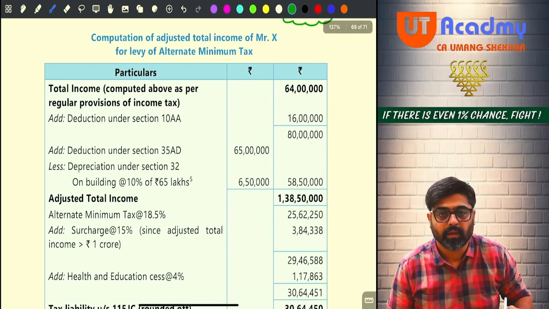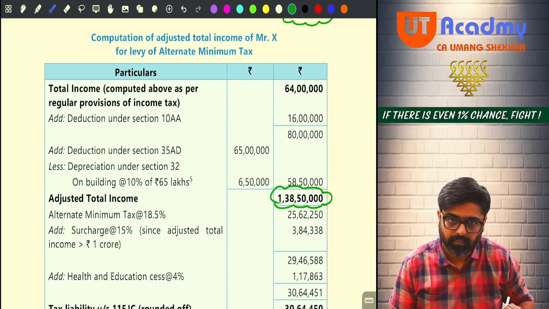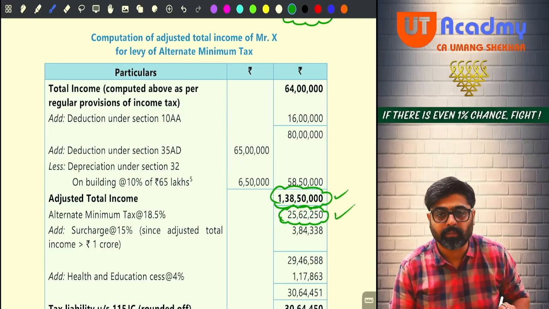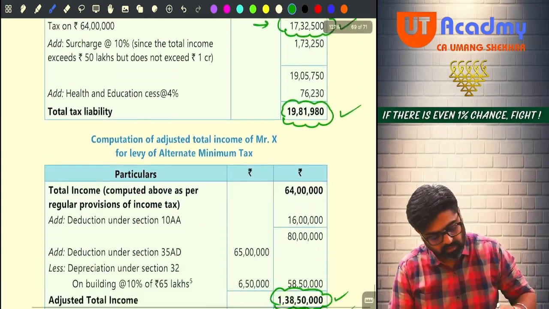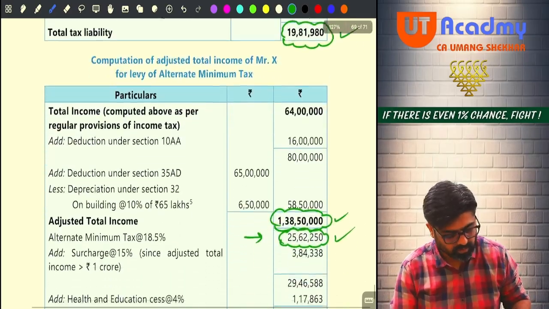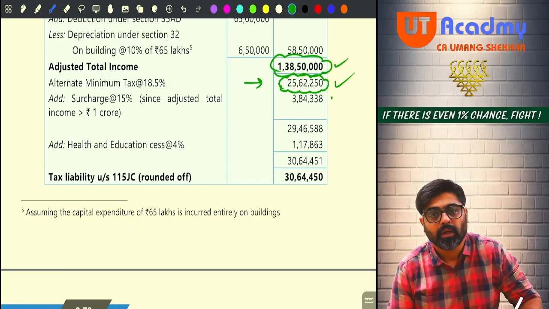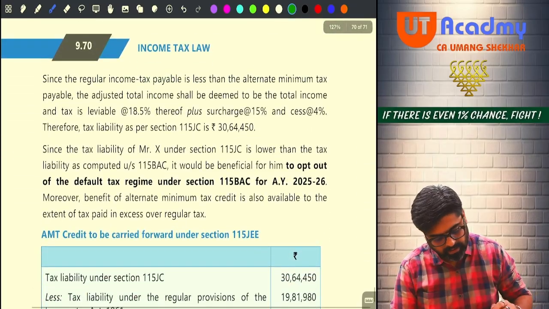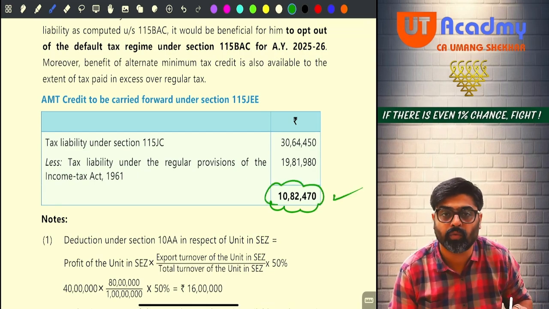Now we computed the adjusted total income. Our adjusted total income was 138.50. What was the tax? 25,62,250. Yes or no? So this also is matching. Tell me, is this amount more than this amount? Yes. So now the total income will be 1,38,50,000 and your tax 19,81,980 will not be taken from you. How much will be taken from you? 25,62,250. But on that you are supposed to pay surcharge, including surcharge this much, and the tax will be this much. Our final tax was this only, AMT. And what was the AMT credit? AMT credit 10,82,470. We also calculated 10,82,470.